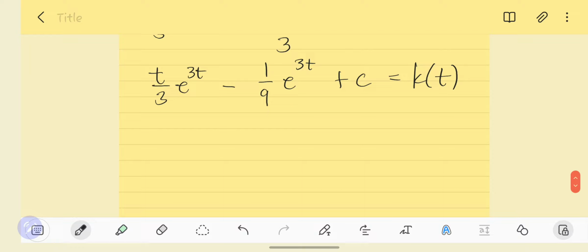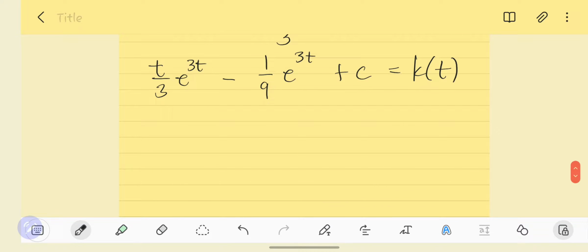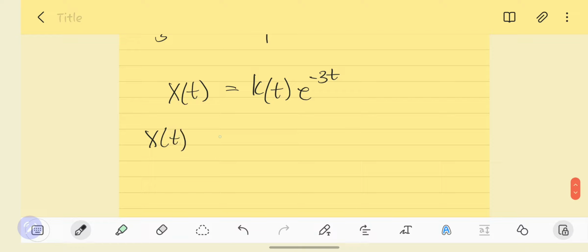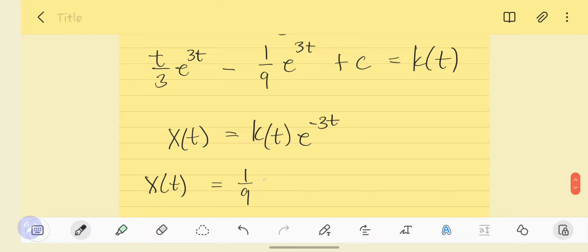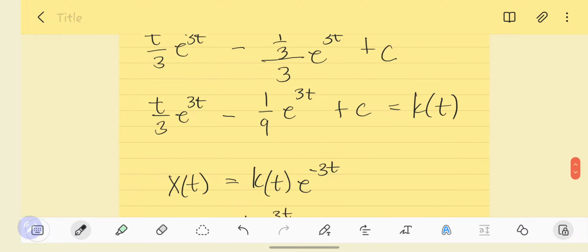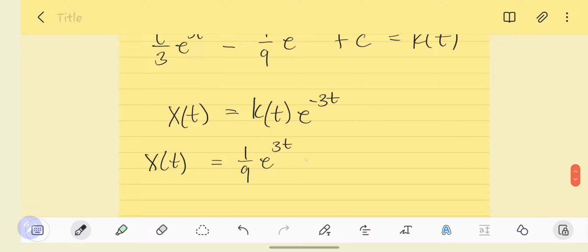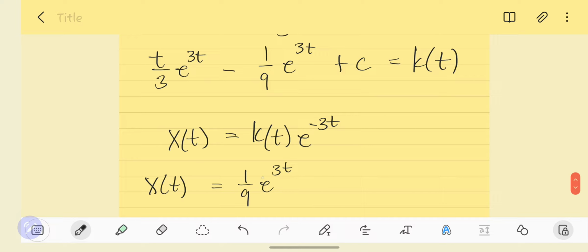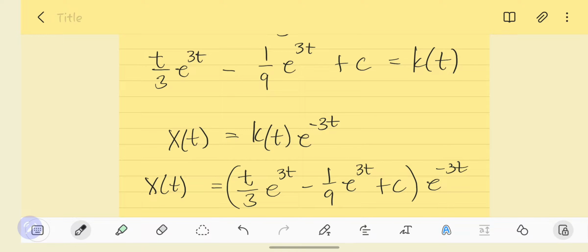And then we will now plug this into our solution, x of t is equal to k of t e to the negative 3t. Now x of t is equal to, our k of t is t over 3 e to the 3t minus 1/9 e to the 3t plus c, times e to the negative 3t.